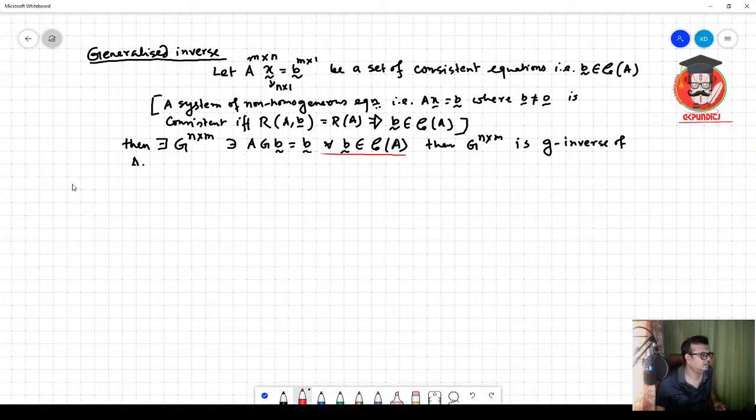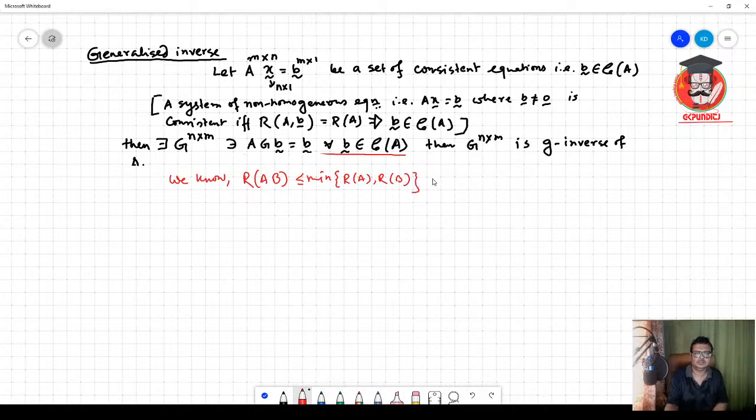Only part of equation 1. See, we know rank of AB is less than or equal to the minimum of rank of A and rank of B. So this means rank of AB is less than or equal to rank of A, and rank of AB is less than or equal to rank of B.